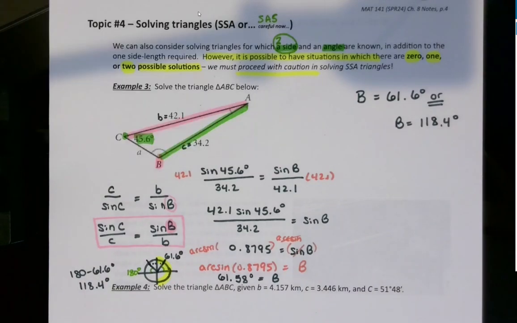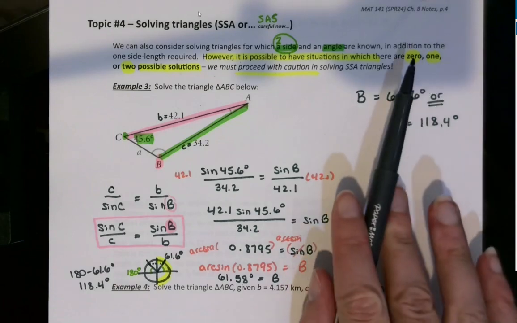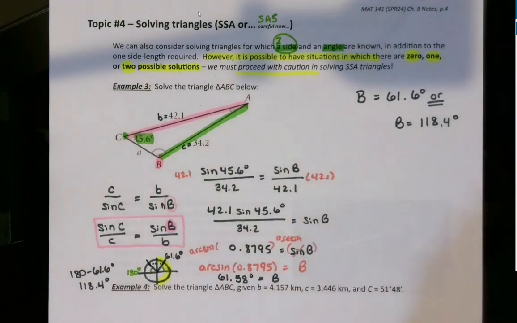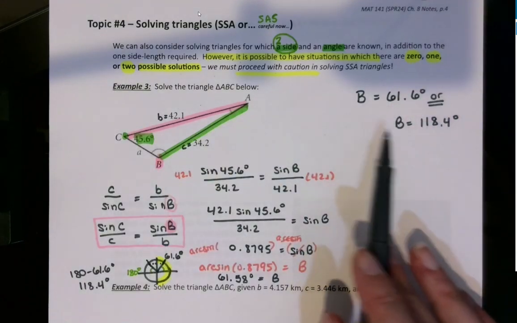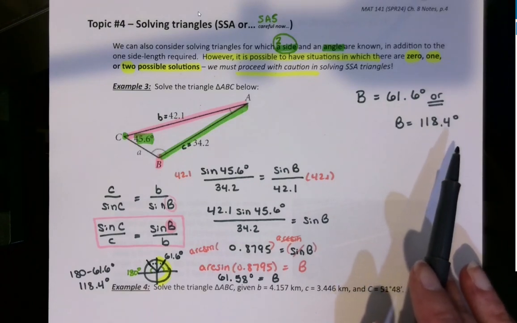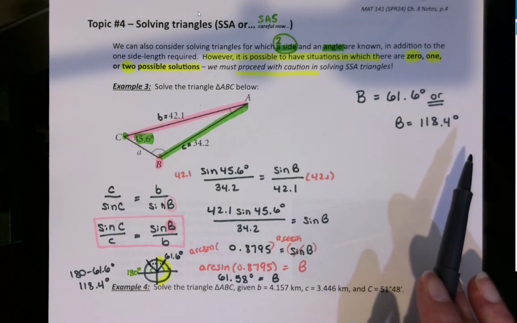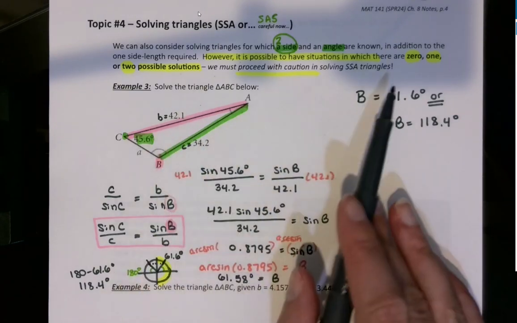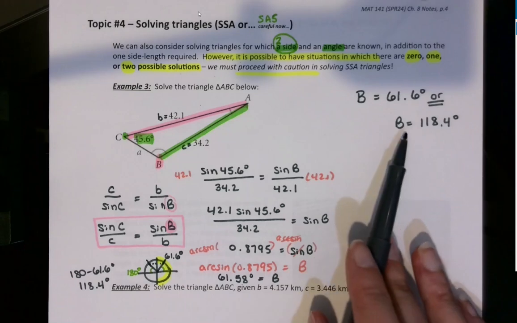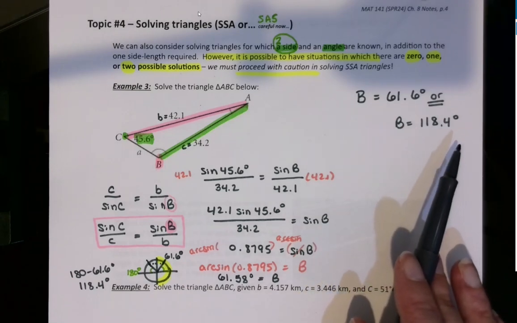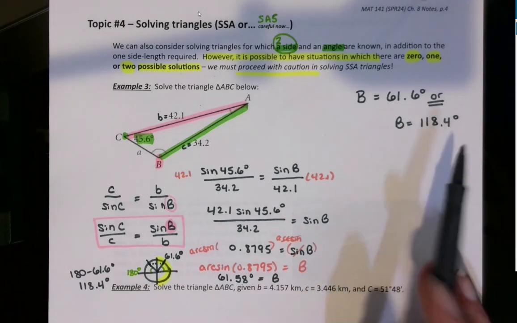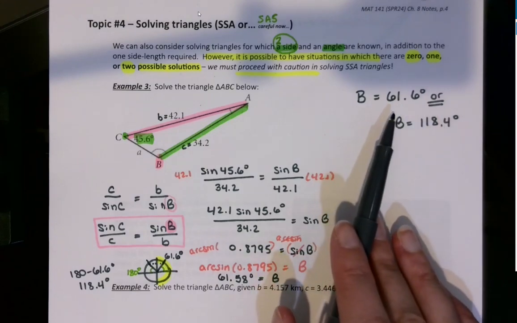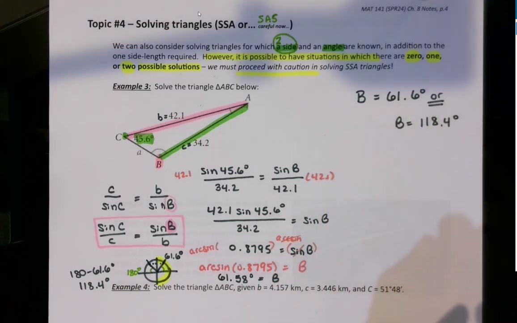Okay, now, it's possible that we're going to have 0, 1, or 2 possible solutions. It looks right now like I have 2 possible solutions, but I'm not going to know for sure if both solutions are viable until I try solving the rest of the triangle using both of them. Sometimes I'll find that the 118.4 degrees, for example, is just too big for this triangle to work out, or vice versa. Maybe the 61.6 is too small for this triangle to work out. So we need to solve the rest of this triangle twice.